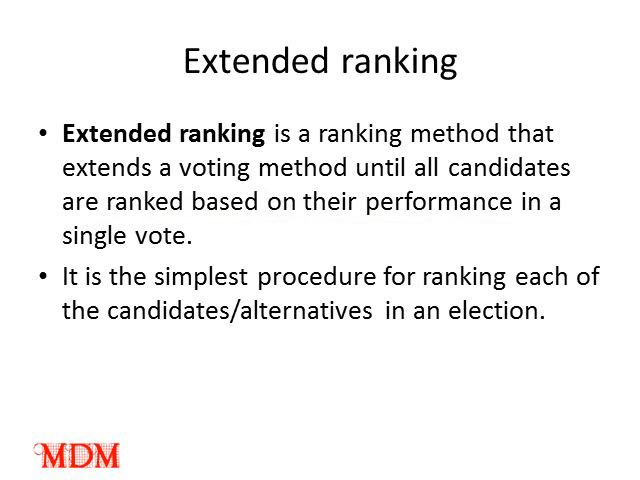Extended ranking is a ranking method that extends a voting method until all candidates are ranked based on their performance in a single vote. If you define the term extend as to lengthen, you will have a good idea of the process of the extended ranking method. The extended ranking method takes a traditional voting method and just lengthens the process until every candidate has a rank. It is the simplest procedure for ranking each of the candidates or options or alternatives in an election.